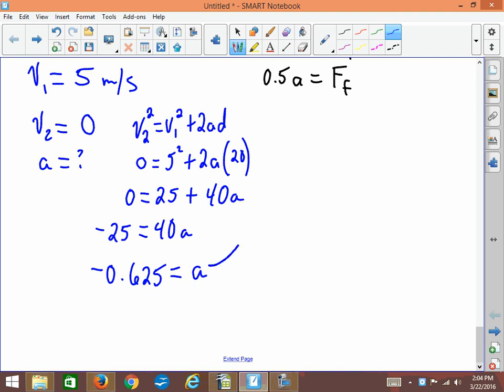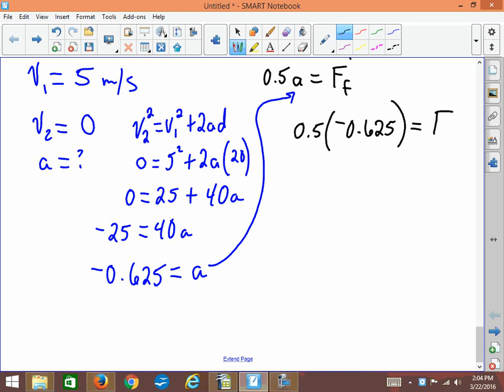Now this A goes up here. And now I can finish 0.5 times negative 0.625 equals force of friction. And if you multiply that by 0.5, what do you get? Negative 0.3125-ish. Or whatever, something close to that, right? Equals the force of friction. And that, of course, would be newtons. We know that it's newtons because that's our standard unit. And now we figured out the force of friction.